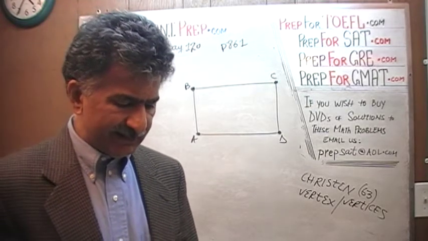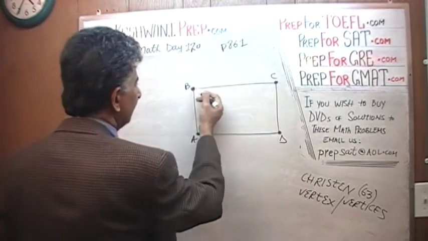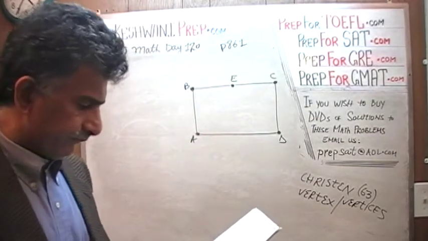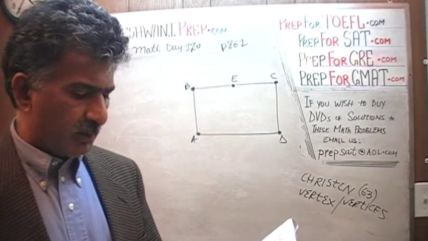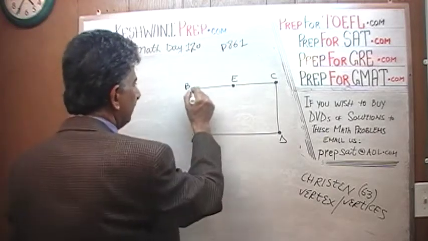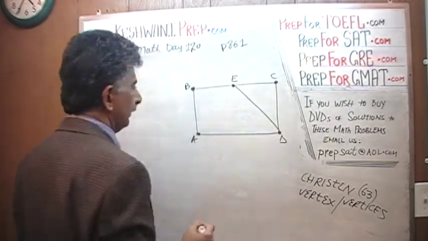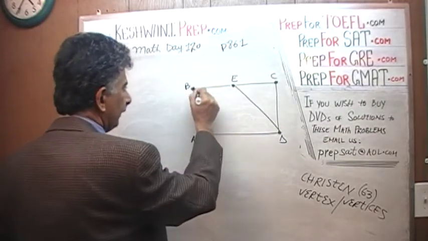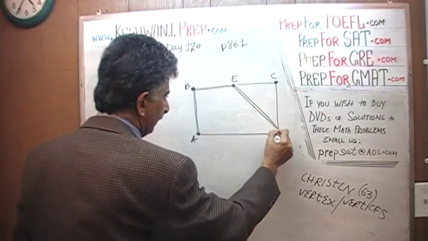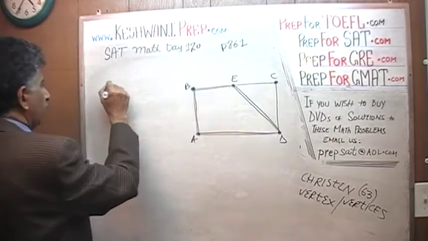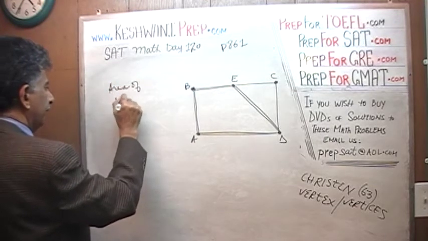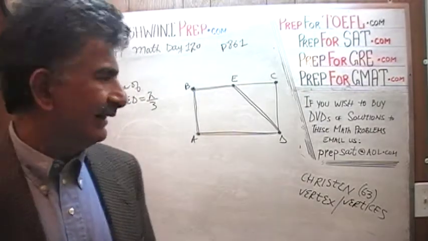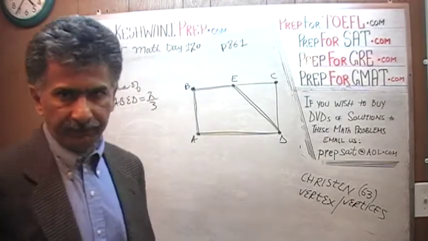In the rectangle ABCD, E is the midpoint of BC. Here is B to C. E falls right in the middle. So far so good. If the area of the quadrilateral ABED, let's put it in double line so we can see it, ABED, this area we are told is 2/3. The question is, what's the area of ABCD? The whole thing.